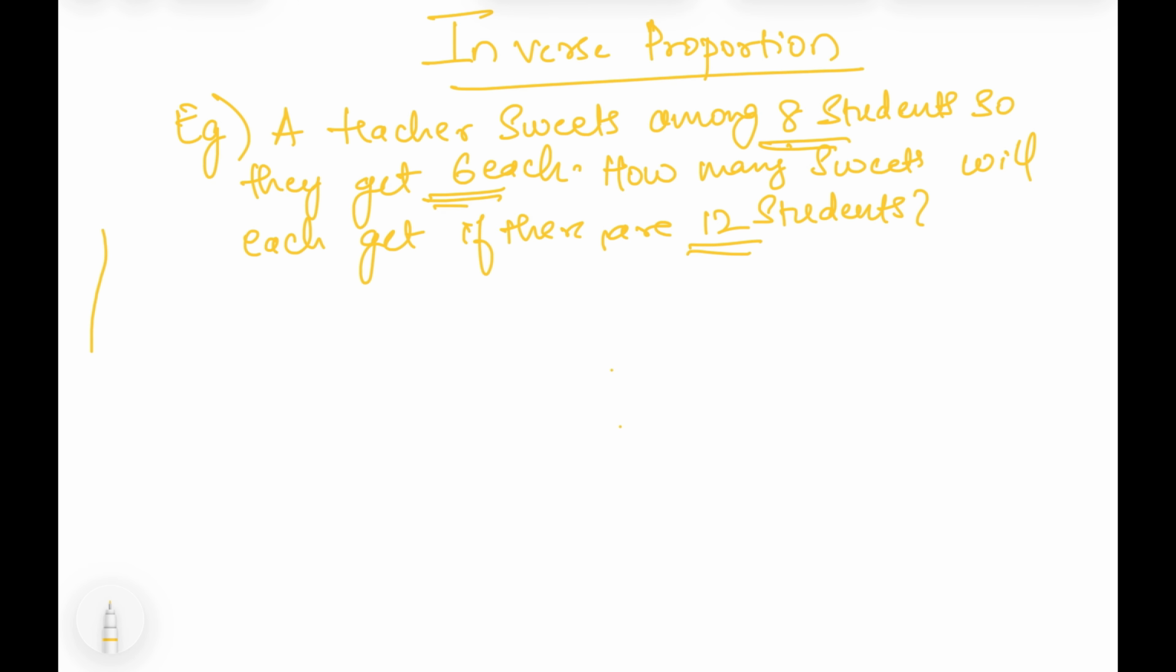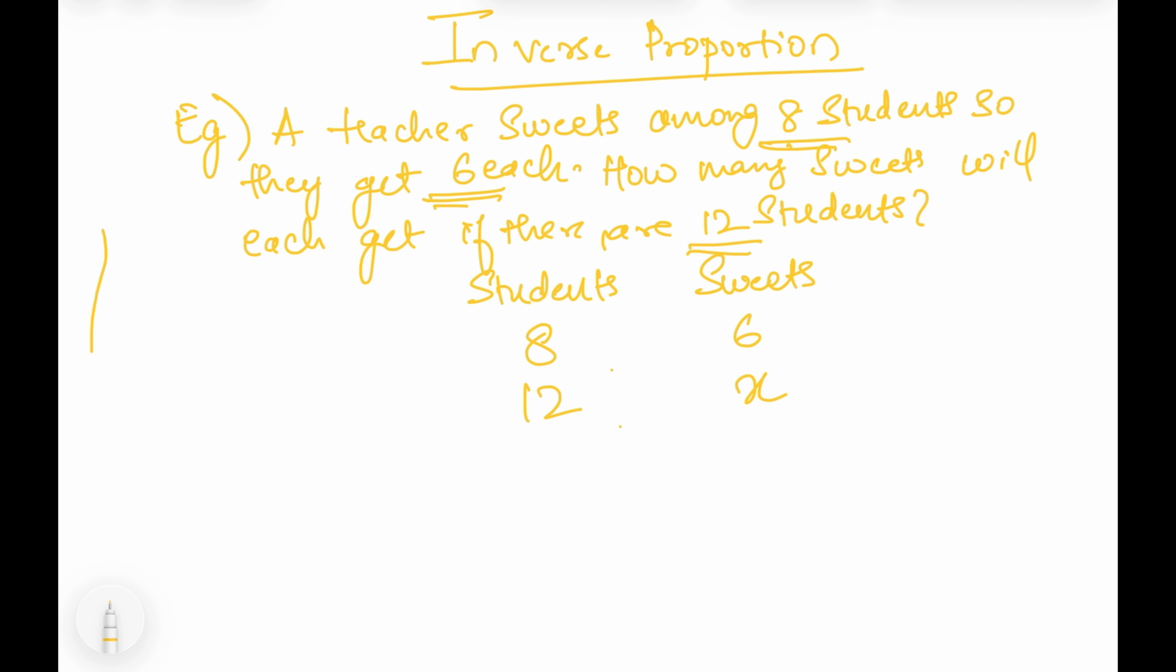Again we will do it by the ratio method only. Now we have two quantities. What are the two quantities? First is students and the other is sweets. So when there are 8 students, they are getting 6 sweets each. Now the number of students is 12 and the number of sweets we don't know. So what do we do in the ratio method? We take it as x.